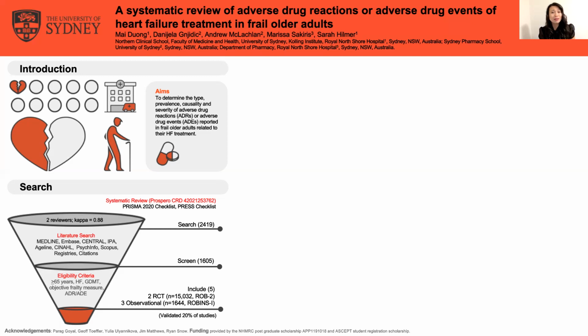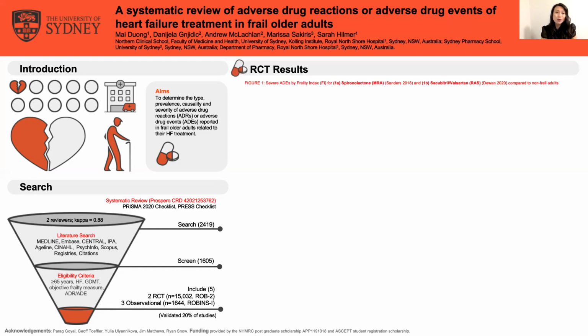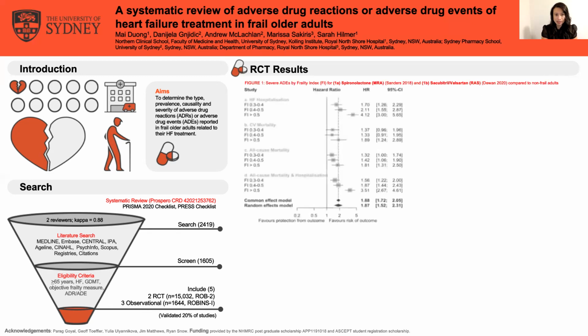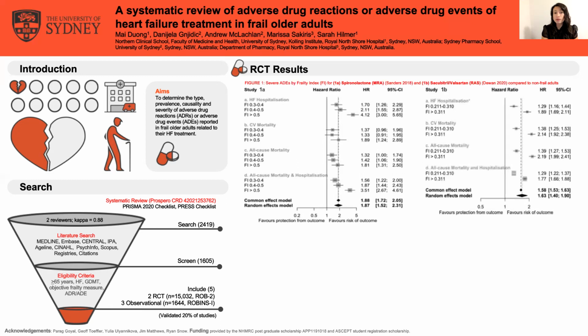We applied the Cochrane risk of bias assessment to these studies, and a second reviewer validated 20% of the studies included. We weren't surprised, and most commonly reported outcomes, or severe ADEs, were death and hospital admissions. In the RCTs, frailty index scores for each outcome showed increased risk for patients taking spironolactone and also for sacubitril valsartan. In both these studies, these forest plots show a dose-response relationship trend of increased risk of hospitalization and death with increasing frailty index scores.